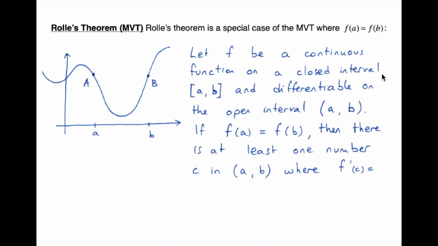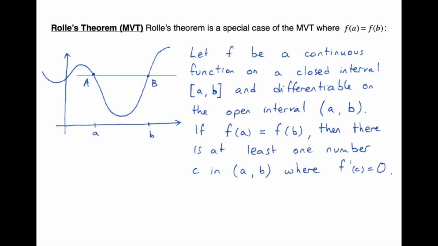Let f be a continuous function on a closed interval AB and differentiable on the open interval AB. If f of A equals f of B, then there is at least one number C in AB where f prime of C equals, it's exactly the same as the MVT, but what happens when f of A equals f of B is that the secant is horizontal. So the conclusion is there is a place where f prime of C equals 0. Here's the secant, it's horizontal.